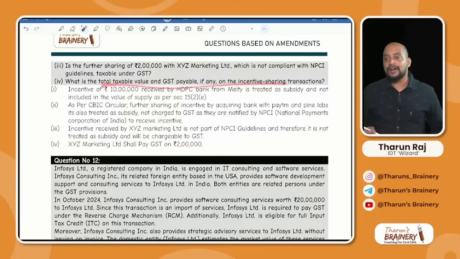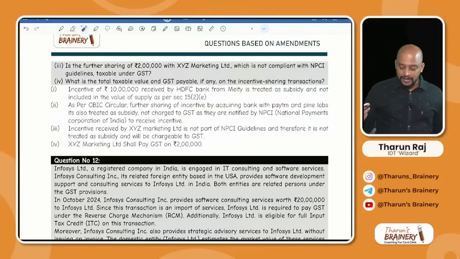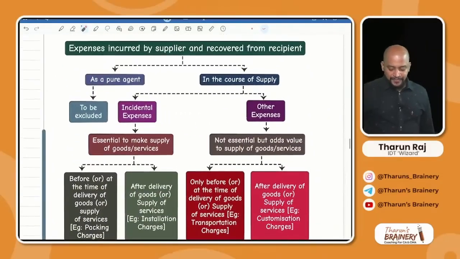What is the total taxable value and GST chargeable? So 2 lakhs is the value on which GST will be payable. Is it clear? Out of the entire 10 lakhs, only on 2 lakhs GST will be payable. Understood this amendment here? Next, look into another one.